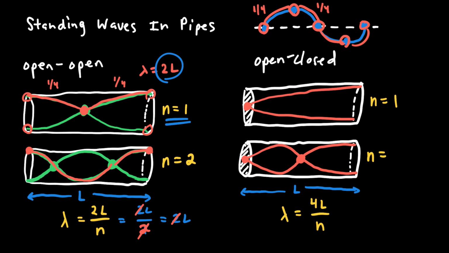And so what we learned about open pipes is that every single harmonic can fit inside the pipe. n equals 1, n equals 2, n equals 3, any integer value for n.